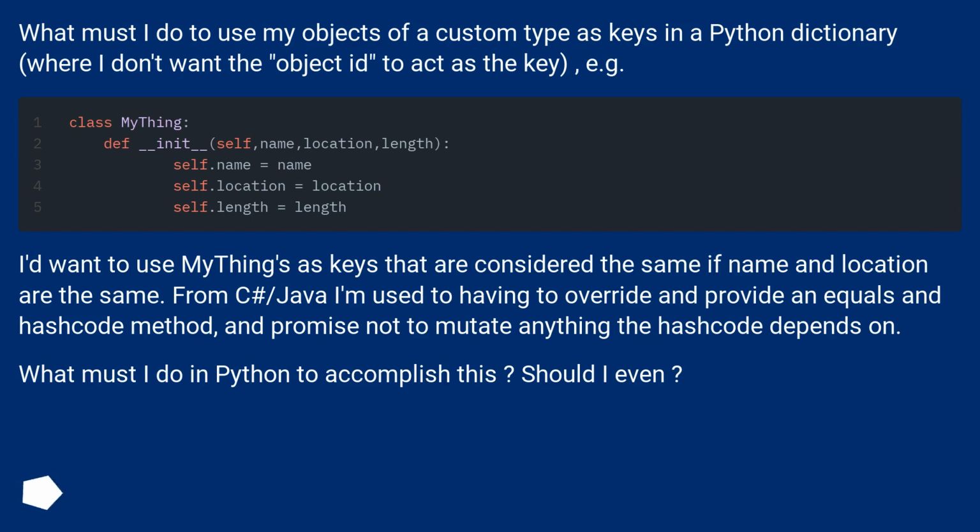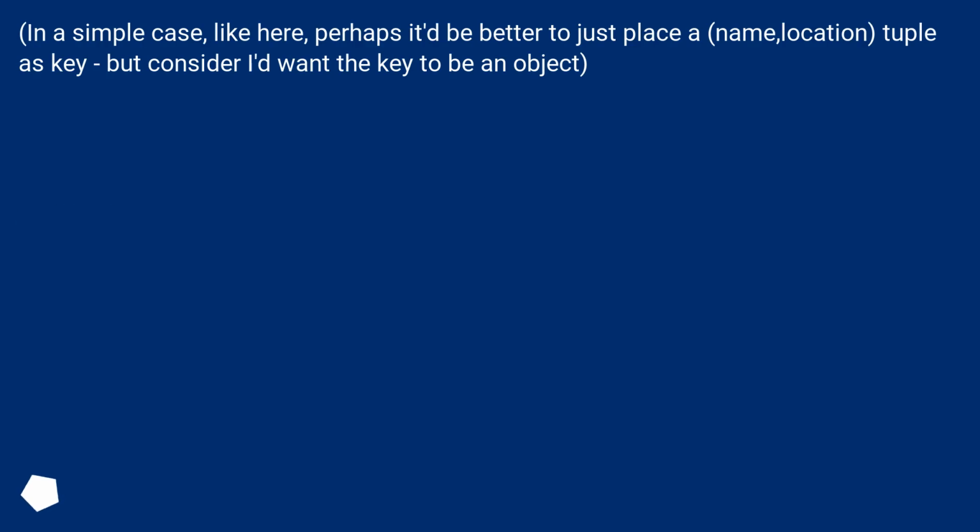From C#/Java I'm used to having to override and provide an equals and hashcode method, and promise not to mutate anything the hashcode depends on. What must I do in Python to accomplish this? Should I even? In a simple case, like here, perhaps it'd be better to just place a name, location, tuple as key, but consider I'd want the key to be an object.